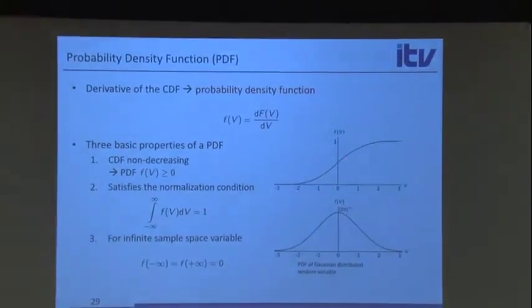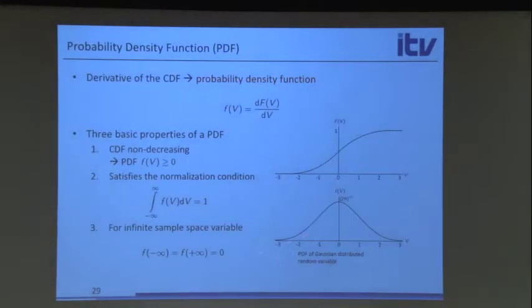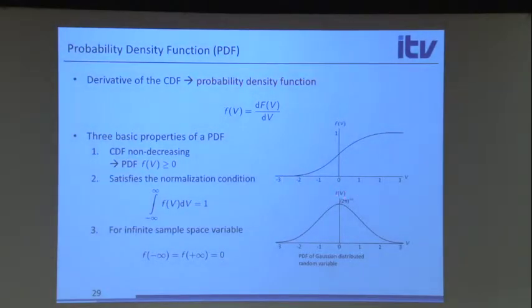So if we take the CDF and take the derivative of this function, then it looks like this. And here, where this function is at its maximum, is where you had most of the samples. This is just the derivative with respect to the sample space variable, and this is what we call the probability density function.